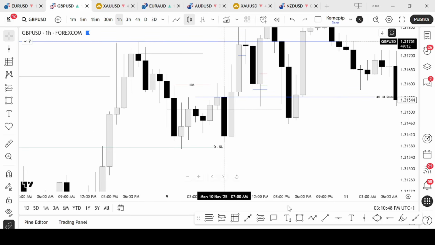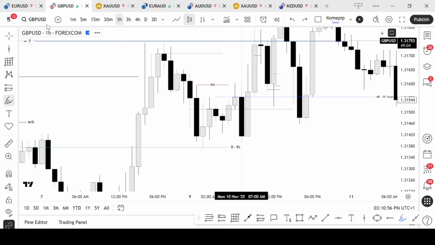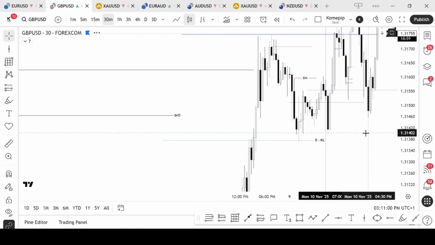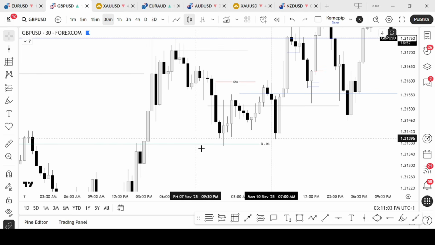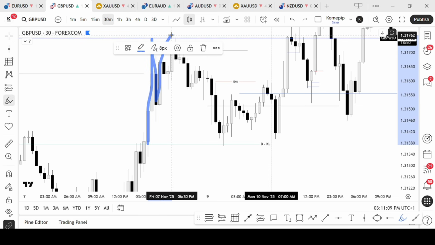Okay, so if this is the structure we're looking out for, which of course occurred on the lower time frame, let me go there so that you can see it very well. So remember the box that we drew earlier? This is exactly what we mean. So that was actually a 30-minute structure. Yes, 30-minute structure. You can see it. That was a structure.